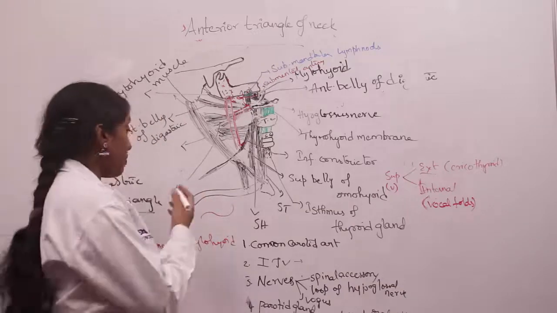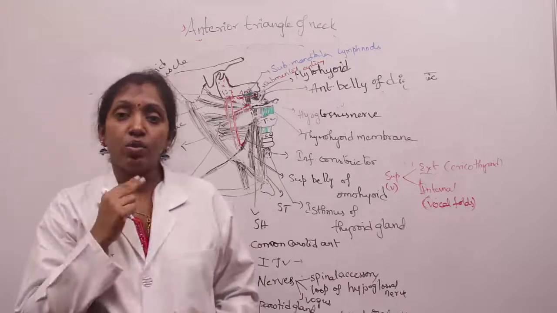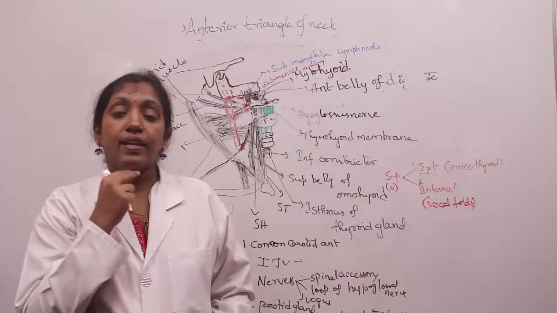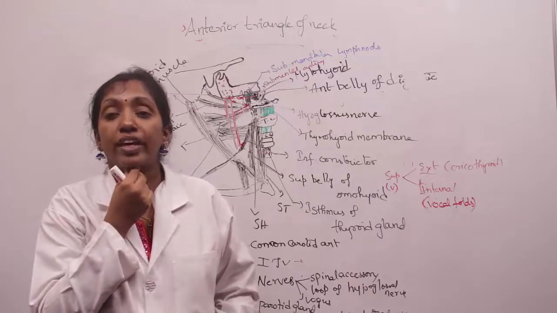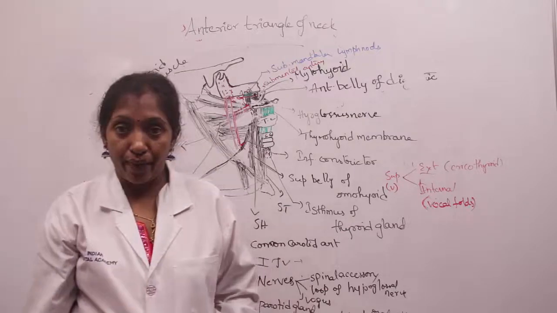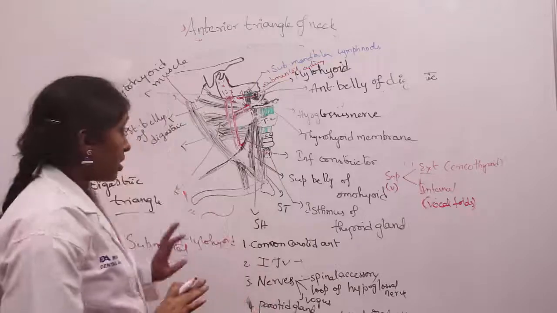As for the contents of the submental triangle, there are only two. They are the submental lymph nodes, which drain the lymph from the chin and the skin area here, and they are 3 to 4 in number, situated here in the submental triangle. And the commencement of the anterior jugular vein is seen in the submental triangle. So that's about the submental triangle.